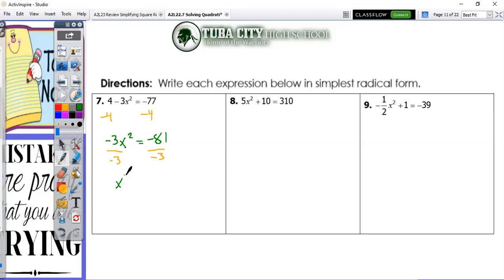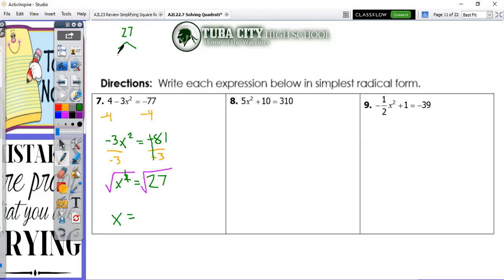And I get x squared, which is now isolated. And it looks like we're going to get 27 because negative cancels the negative. 81 divided by 3 is 27. Now I'm going to take the root of both sides. And that root is going to undo the power. So that's going to leave us with just x. And now I have 27. So in this case, 27.